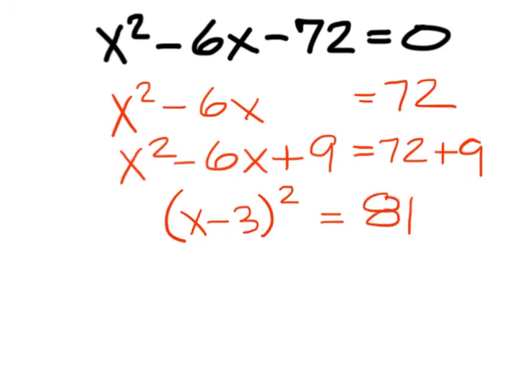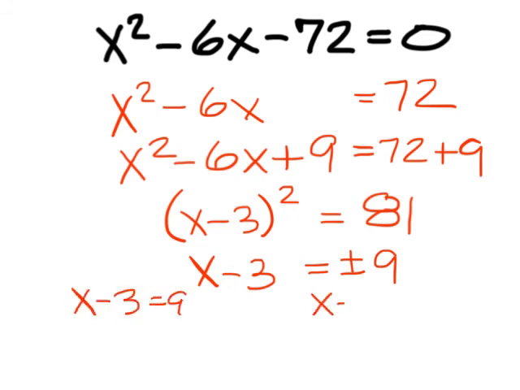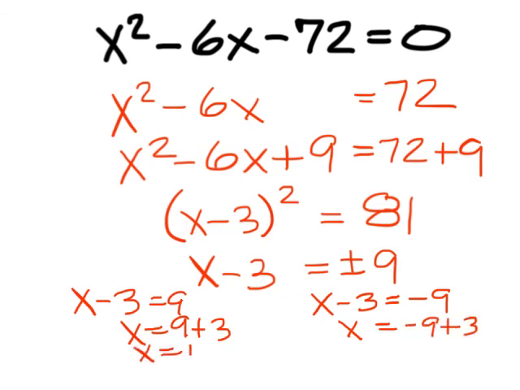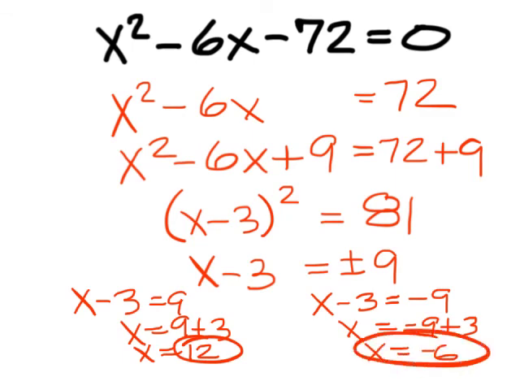Bring up the next step. You should have x minus 3 equals plus or minus 9. Now bring up the final answer. Well, it should be x minus 3 equals 9 and x minus 3 equals a negative 9. So that's x equals 9 plus 3. X equals negative 9 plus 3. This is positive 12, and this will be negative 6.